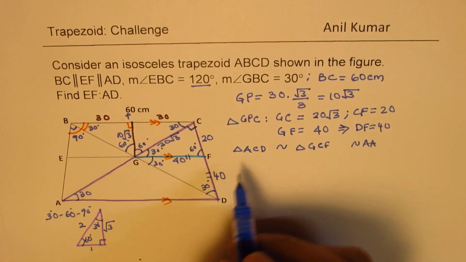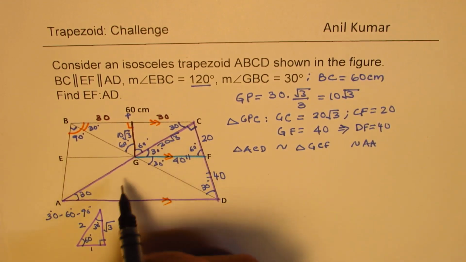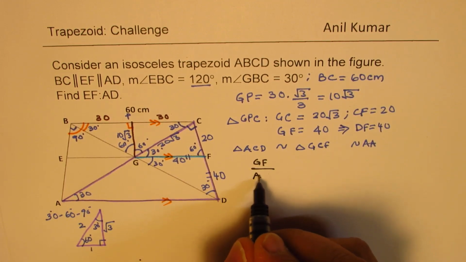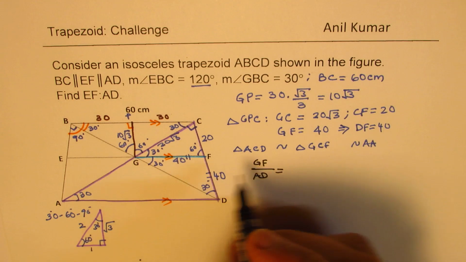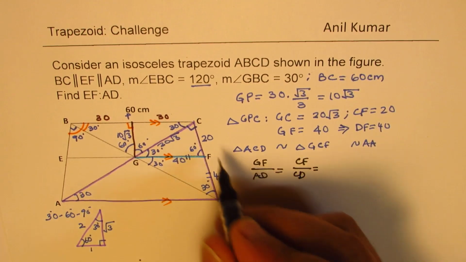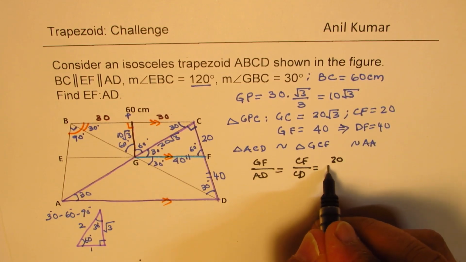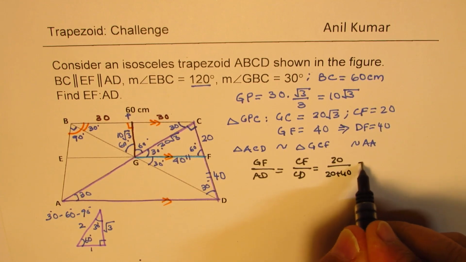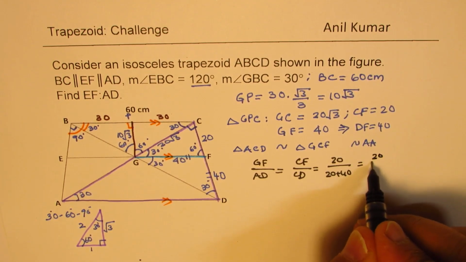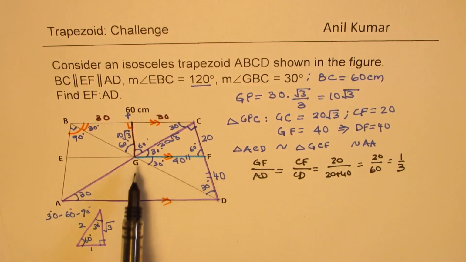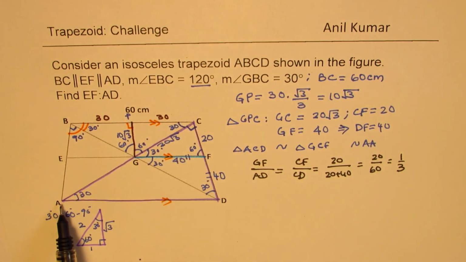So from similar triangles, we get the ratio of GF to AD as equal to CF to CD. Now C to F was 20 as we calculated, and C to D is 20 plus 40, right? 20 plus 40, which is 60, correct? So that gives you 20 over 60, or 1:3. So the ratio of GF to AD is 1:3.